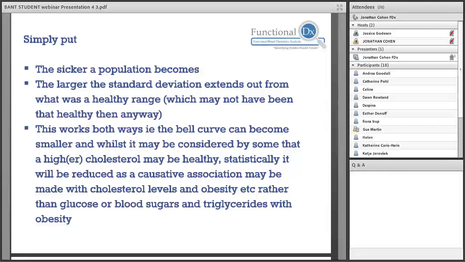So we have causative problems because if you make the association between cholesterol and obesity, and say a higher cholesterol causes obesity, then you start to create a higher level. Whereas if you were dealing with glucose or blood sugar and triglycerides with obesity as causative factors, then a higher level of cholesterol may not be unhealthy. But now we're told it's unhealthy.